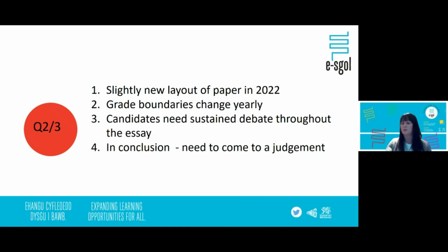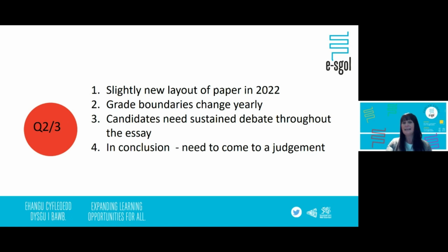For question 2/3, the only change is that the numbering for those 2 questions are put into boxes. Nothing else has changed. There were a few more changes, as I went through in last week's presentation, for that question 1 source, compulsory source question. But for this one, there are very few changes, and I'll talk about that in a minute. The second thing they wanted to remind candidates was that the grade boundaries change yearly. So what makes an A star or an A grade will change the following year.